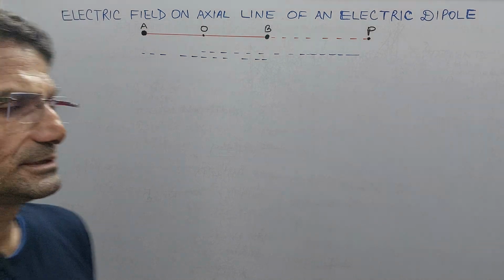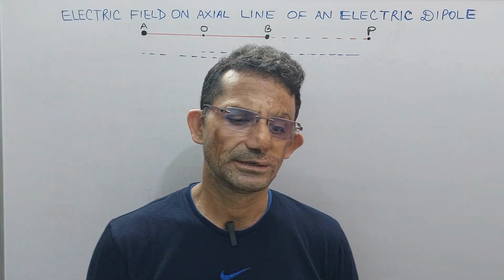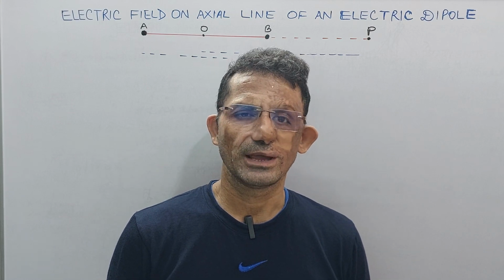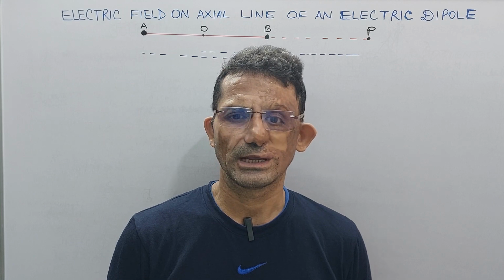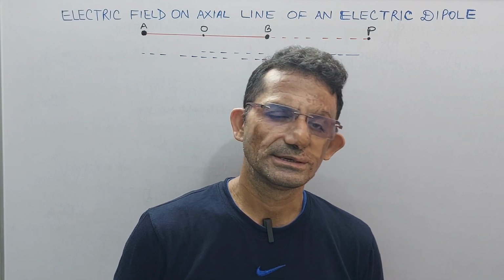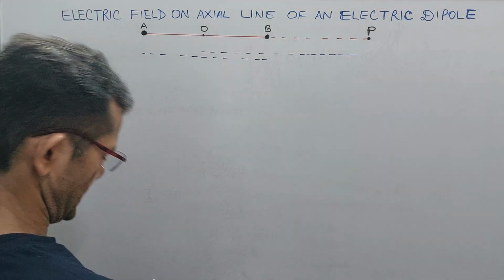Now in this article, we have to find the electric field of an electric dipole at three places: at an axial point, at an equatorial point, and at some angle with the axial line. So this is our electric dipole.